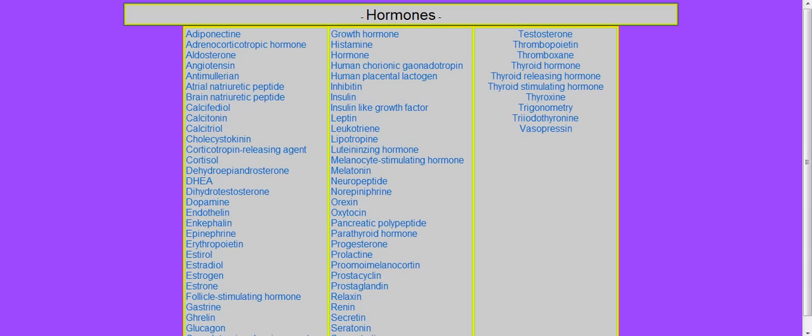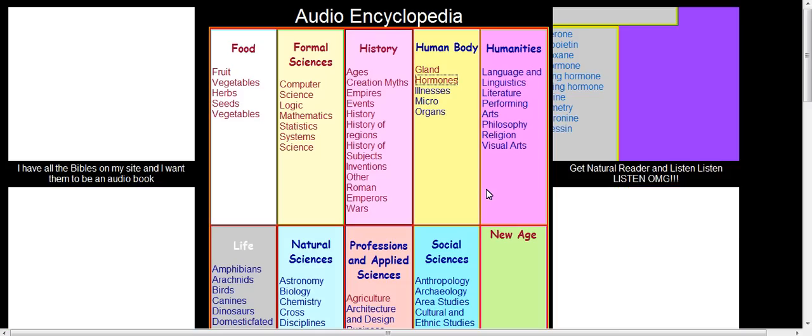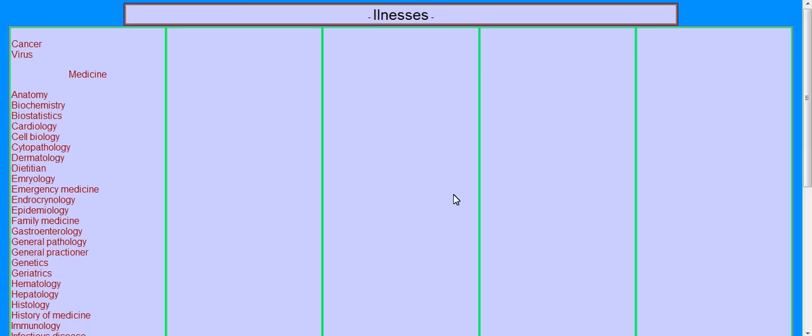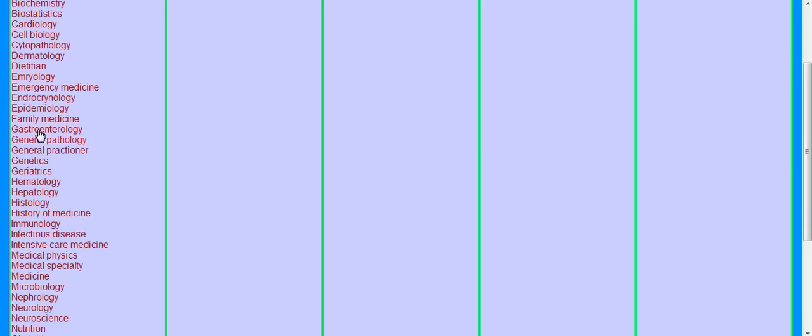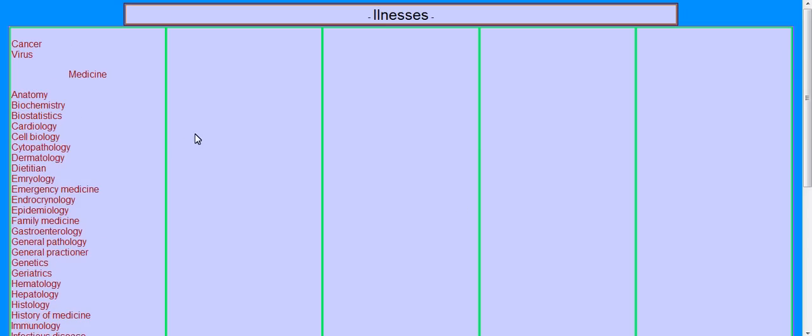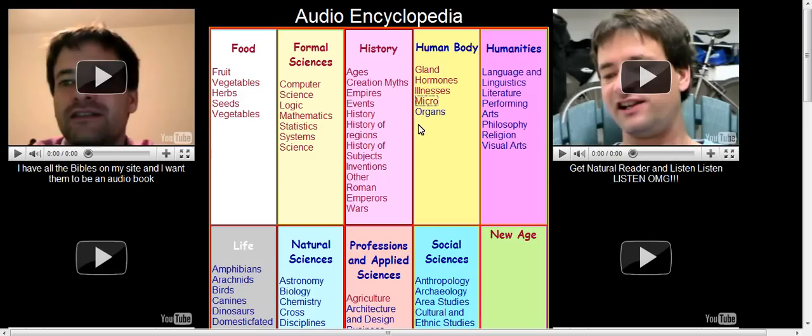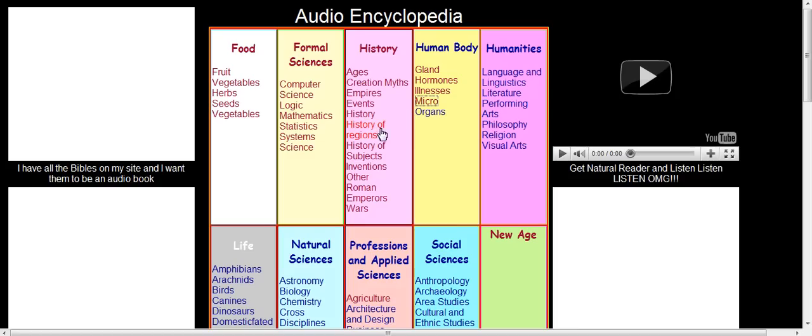Hormones. Lots of different kinds of hormones that tell your body what to do. The body's a very complex machine, isn't it? These are all the different illnesses. Medicine. Well, I guess I haven't collected the illnesses yet. Micro things. Don't know what that is.